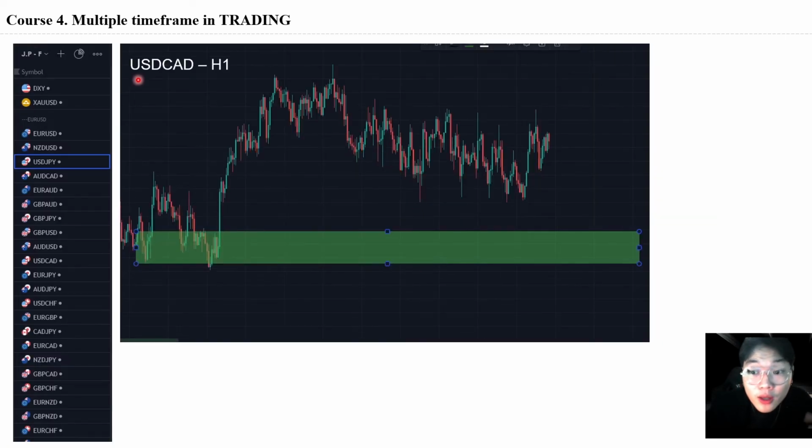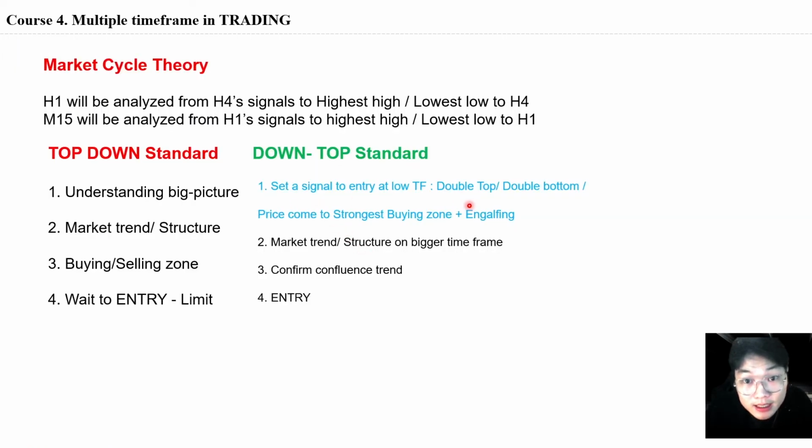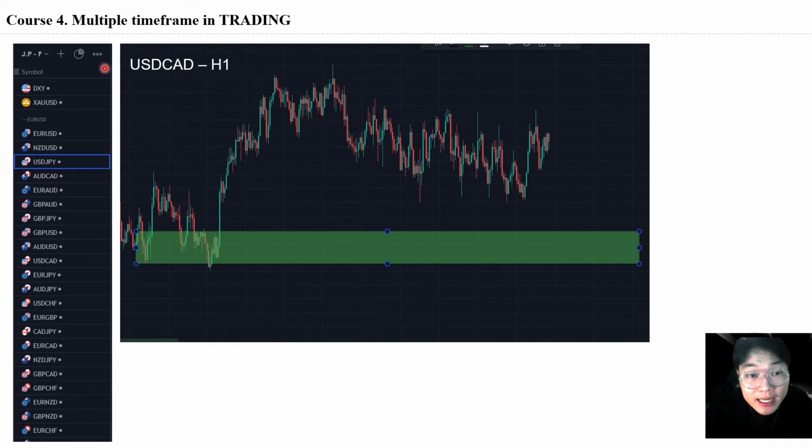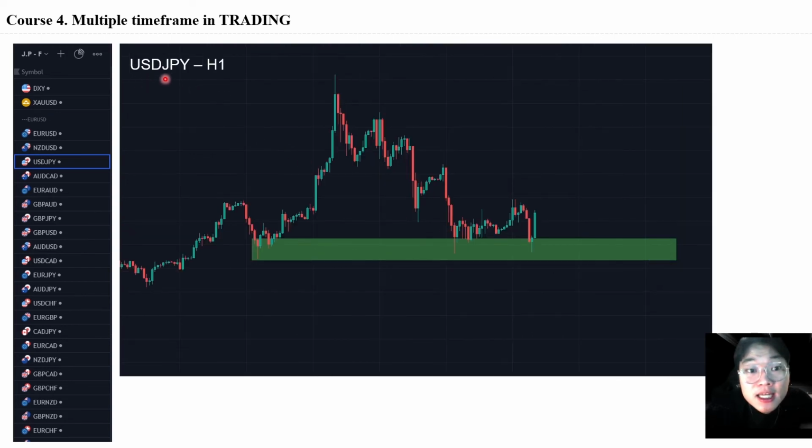For example, at this time, the longest time frame you set in your standards is the 1 hour time frame, and here is USD CAD on the 1 hour time frame. You scan if the price comes into the strongest buying zone, and at this time you wait to enter, or for some signal to appear to enter. This time in the 1 hour time frame, the price has not touched this strongest buying zone. Therefore, this time you skip it and move on to another pair, USD JPY.